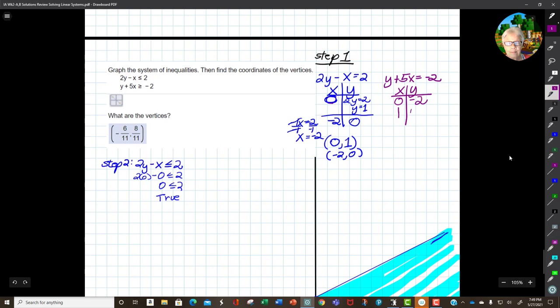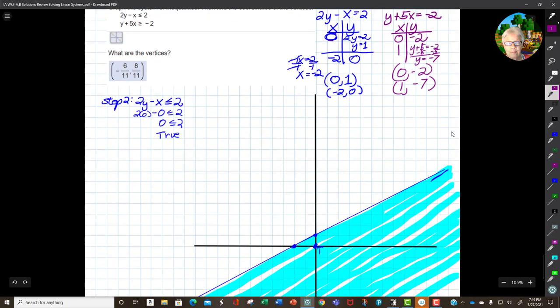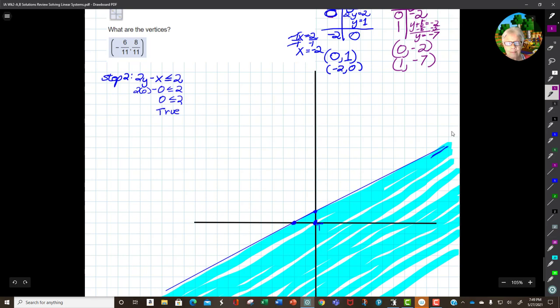Then y plus 5 equals negative 2. Subtract 5 from both sides. You'll get y equals negative 7. Sometimes it's just easier to do it that way. You really don't want to try to graph fractions. So 0, negative 2, and 1, negative 7. You practice with that. Try different combinations. You can get it.